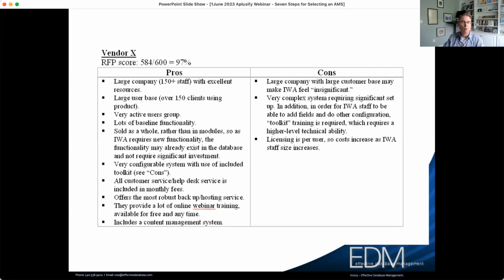So it may be a pro in my world, but not a pro in yours. And that's what I want to emphasize. The pros and cons list is the tougher of the two to score because you have to really think about what is important to you as an organization.